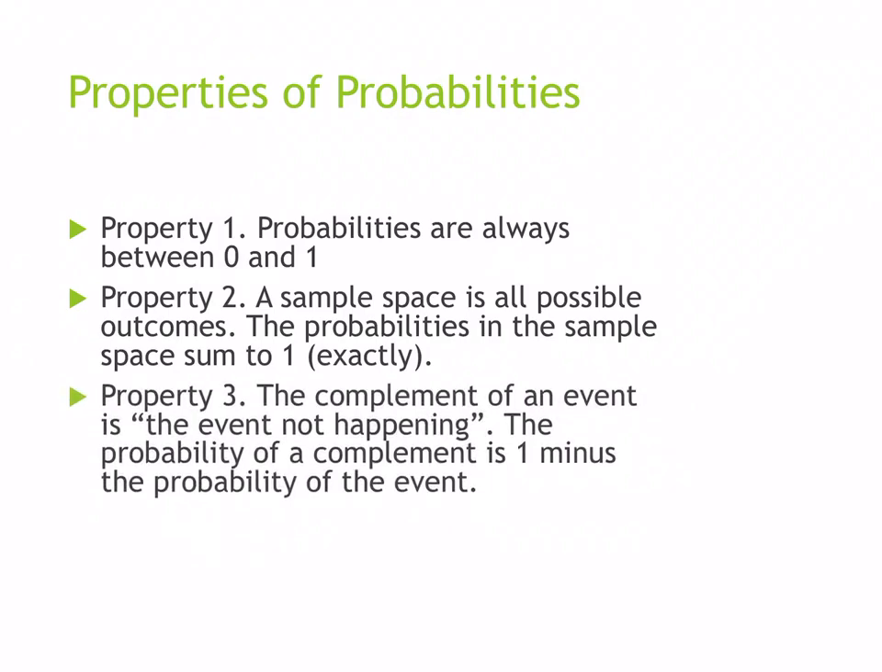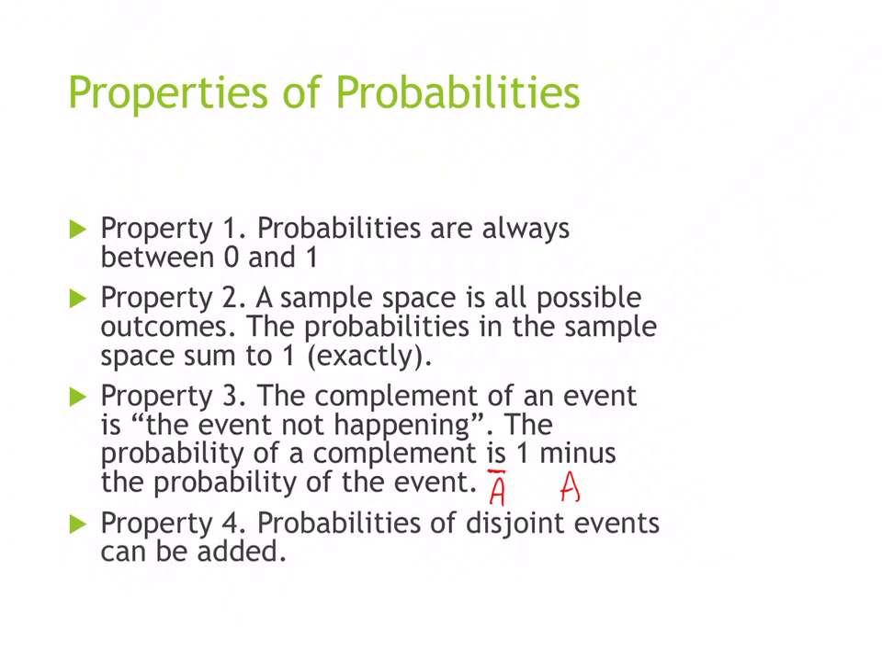Property 3. The complement of an event is the event not happening. The probability of the complement is 1 minus the probability of an event. So anytime we have a complement, it's always going to be noted by the complement of A. So A with a line above it is the complement. If we had A would be the probability of an event happening. The complement of it, A with a line above it, would be called the complement of it, which is everything of the probability, the event not happening.